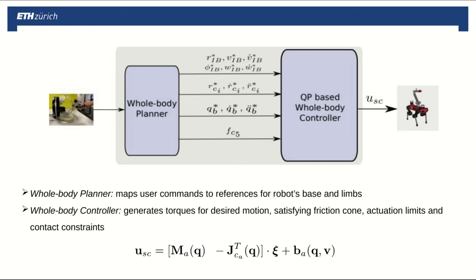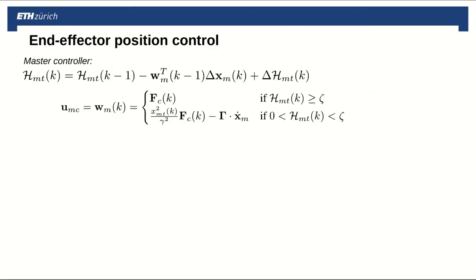The vector of generated torques satisfies, thanks to the formulation of the QP, friction cone constraints, actuation limits, and contact constraints. While being in end-effector position control, at the master side, we first derive an update for the energy tank. Since the controller is implemented on an embedded unit, a discrete-time rule needs to be computed to update the energy tank level. And we can see that based on the energy left in the tank, we modulate the haptic feedback.